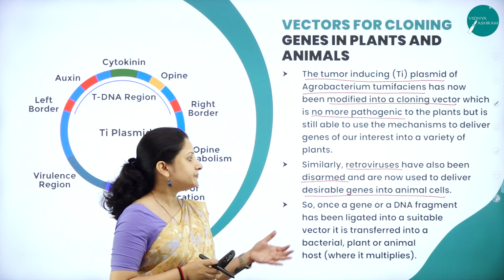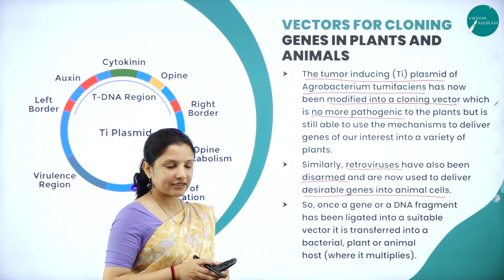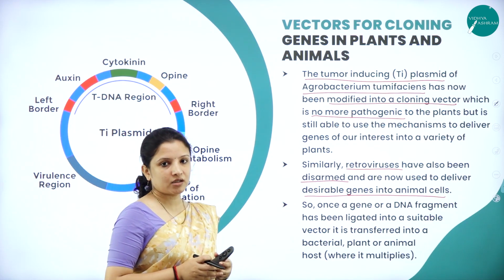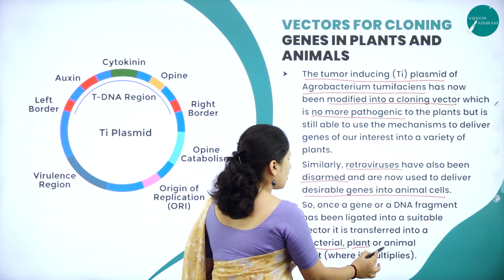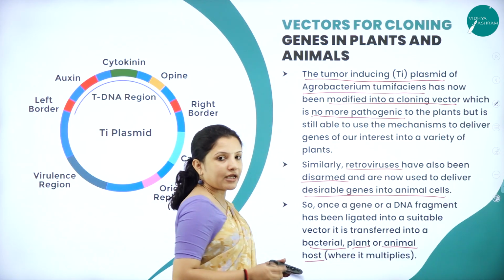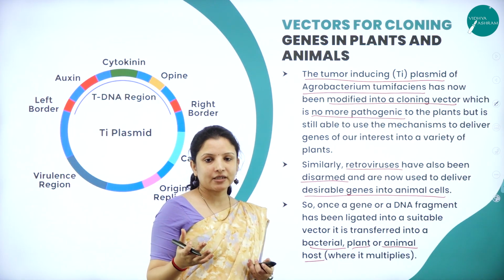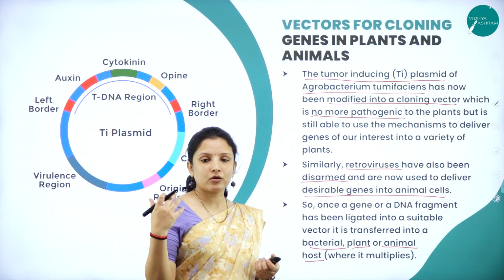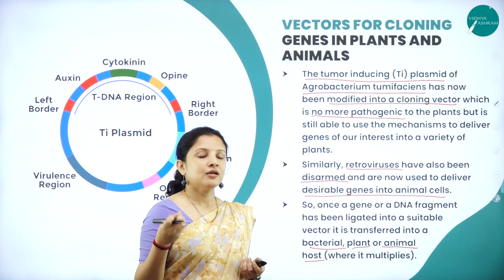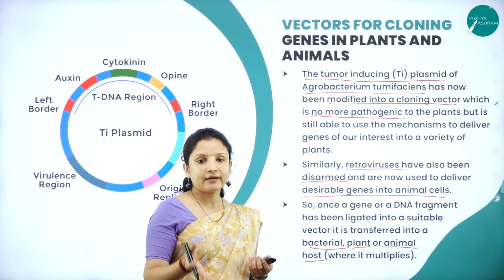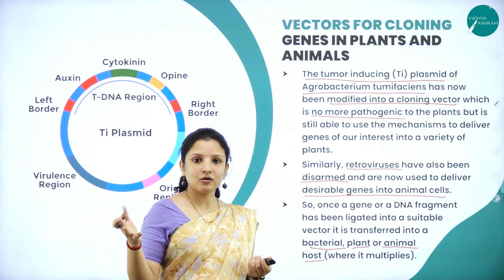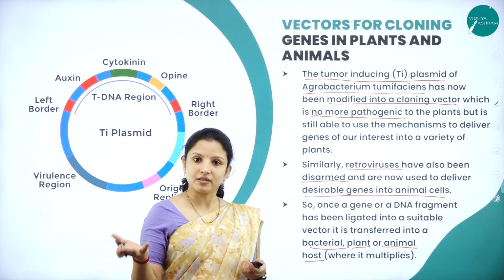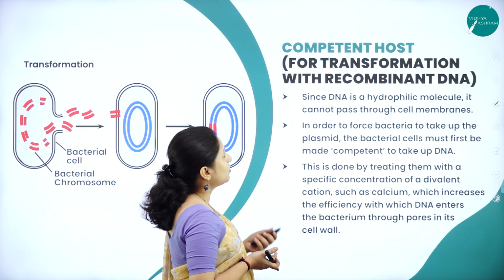So once a gene or DNA fragment has been ligated into a suitable vector, it will be transferred into a bacterial, plant or an animal host. There it will multiply, and when it multiplies, the desired foreign gene will also get replicated and incorporated in the plant or animal body. Therefore, a hybrid plant or animal, or a genetically modified plant or animal, can be produced. So that is how it is done.